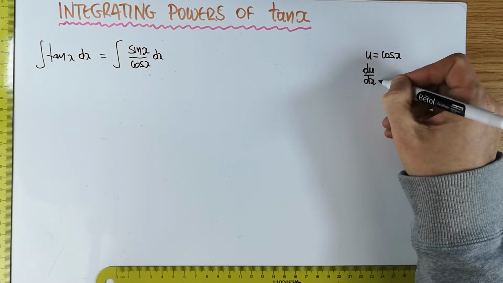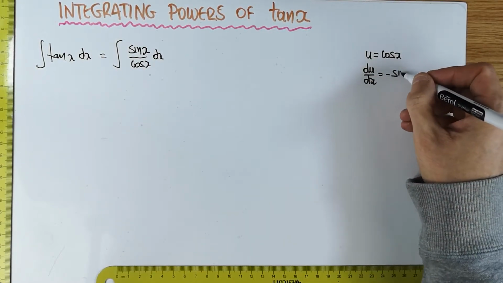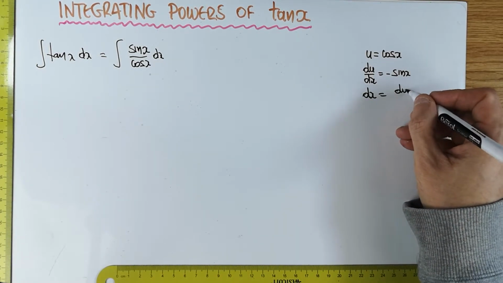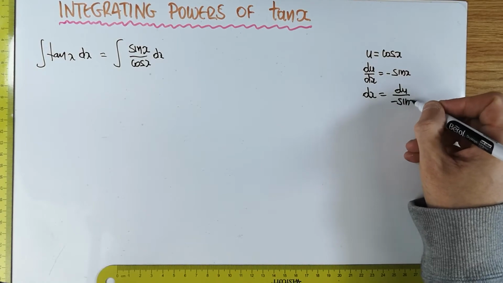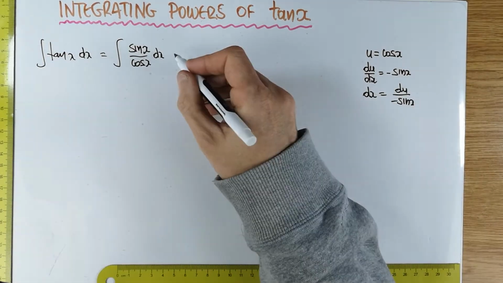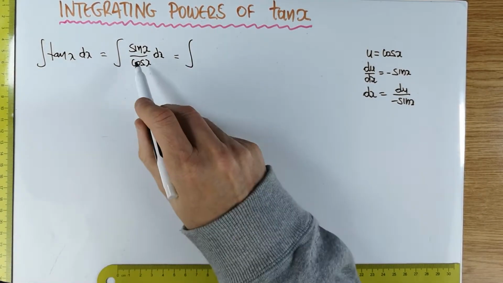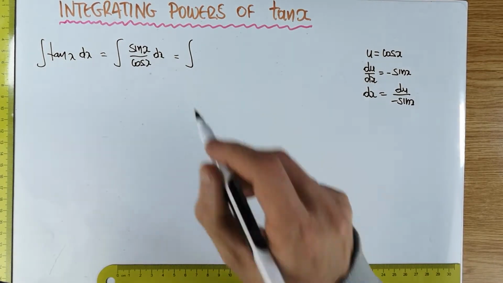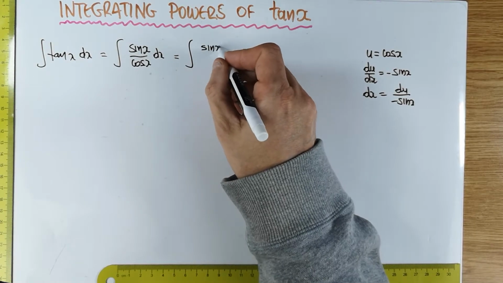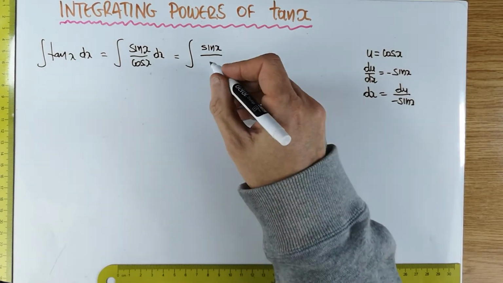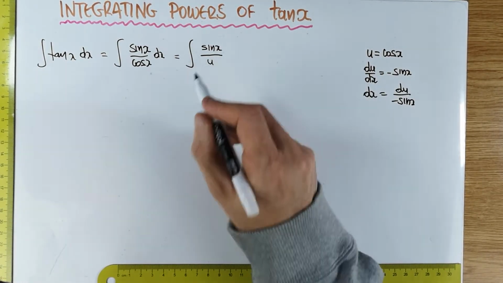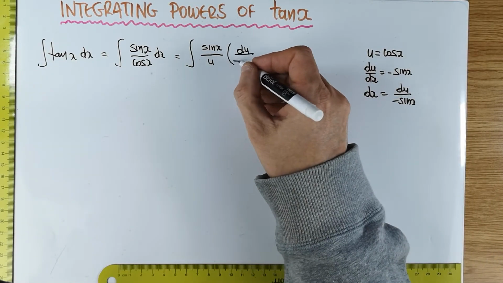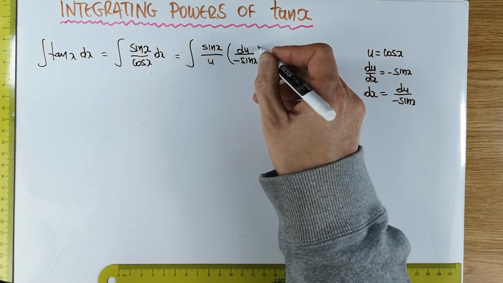Differentiated, du by dx is minus the sine of x. Make dx the subject, so dx is du over minus sine of x. And now we're putting our bits and pieces in. The sine of x, we're going to leave it where it is because we can see it's going to cancel with that. So sine of x left alone. The cos, we called it, of course, u. And our dx is, of course, du over minus the sine of x.